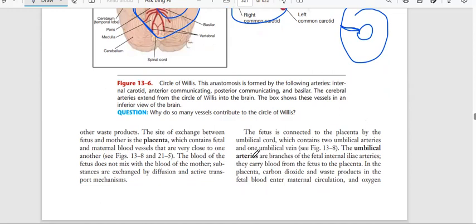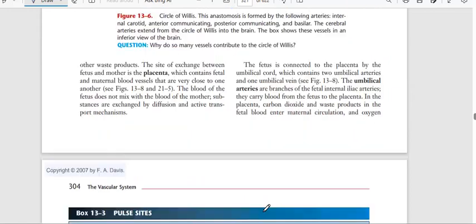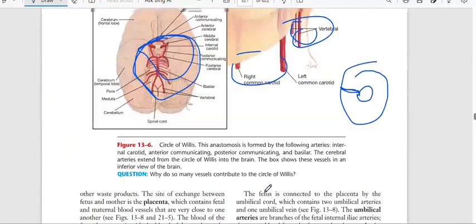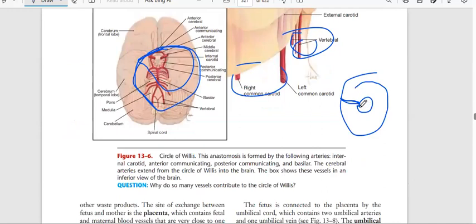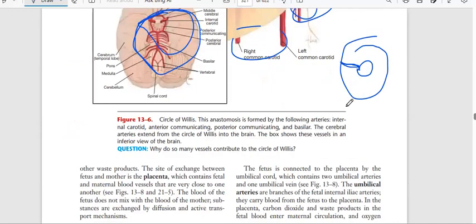Two umbilical arteries and one umbilical vein. The umbilical arteries are branches of the fetal internal iliac arteries that carry blood from the fetus to the placenta. In the placenta, carbon dioxide and waste products in the fetal blood enter maternal circulation, and oxygen comes in. So here we have two arteries and one vein. The fetus has two arteries named umbilical arteries, and one umbilical vein.